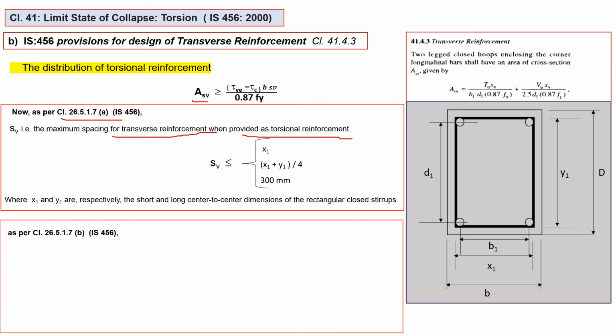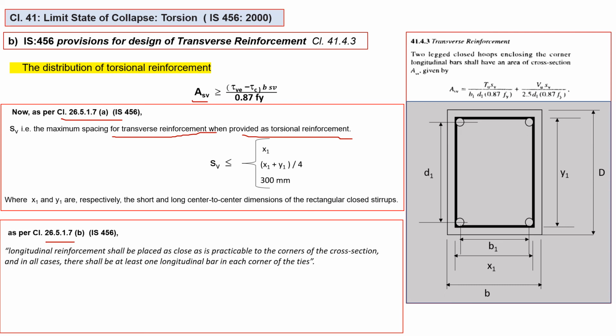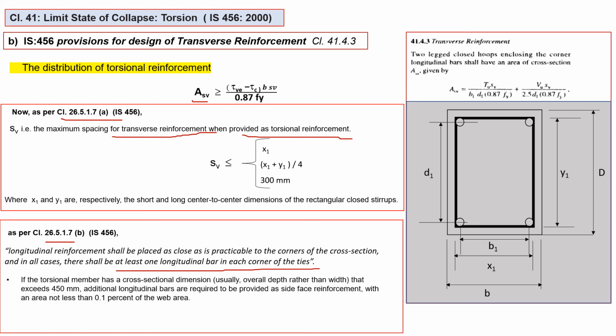So after that, as per clause 26.5.1, B part, in the first it was A part, now it is B part. What B part suggests: the longitudinal reinforcement shall be placed as close as possible to the corner of the cross section. So here we have provided bars nearly at the corner of the cross section in all cases. There shall be at least one longitudinal bar in each corner of the ties. So that means at least one bar we need to provide here.